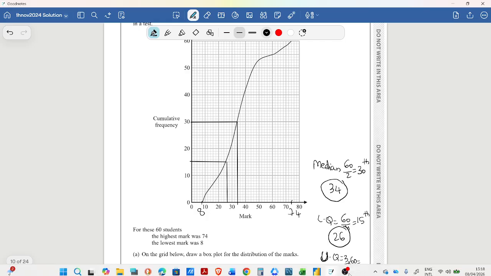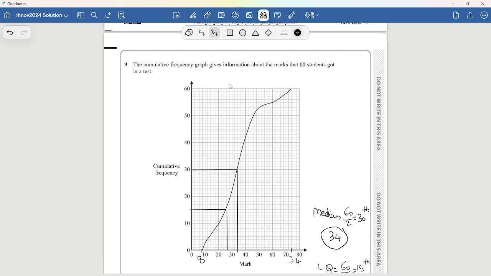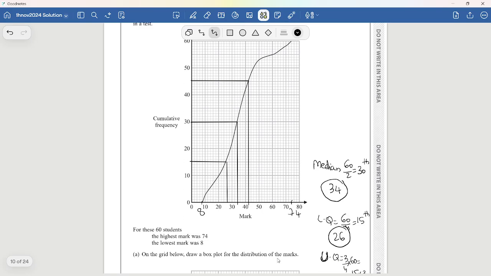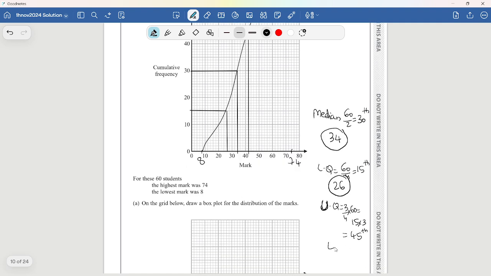And the upper quartile is the 45th position. So this will be between 40 and 50. So here I draw a line on the graph and drop this line on the x-axis. So that is at 42. So I'm getting the upper quartile as 42.